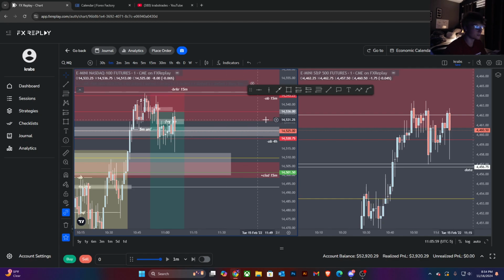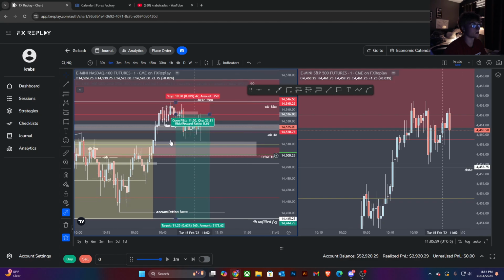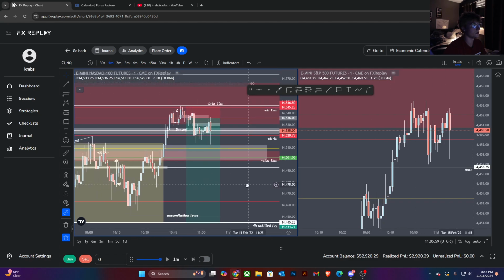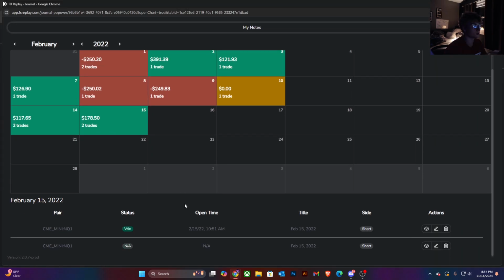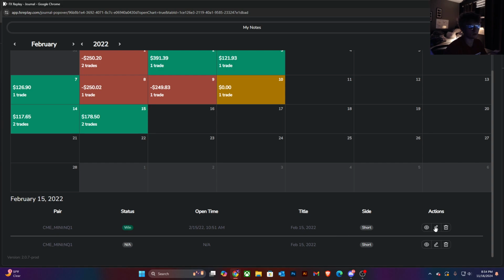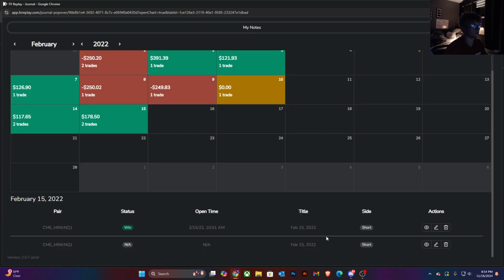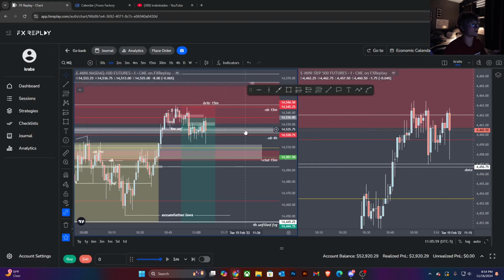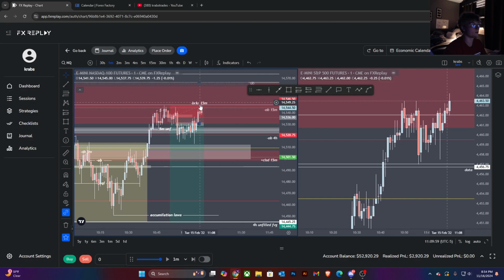Damn. Alright, this is about to run straight to TP. Still got a partial there though, so I'll take it. The screenshot. Right, that's so unlucky. This is about to run straight to TP now. Oh, maybe not. Alright, W break even.